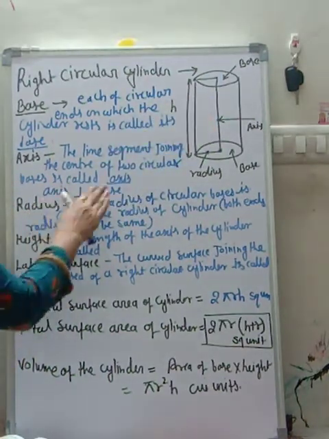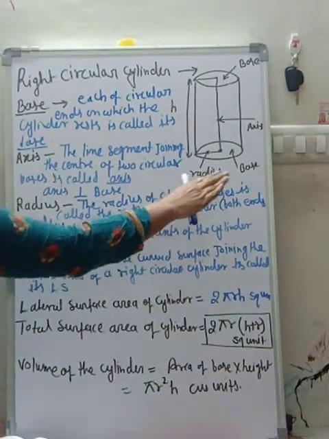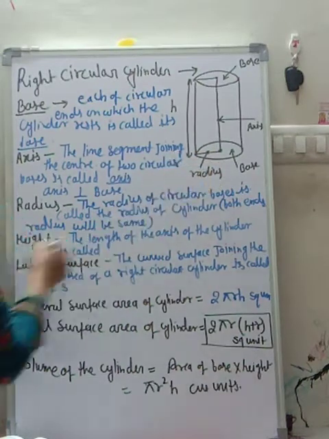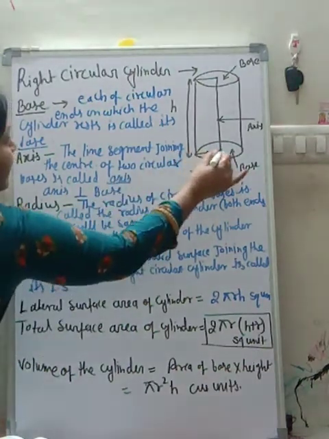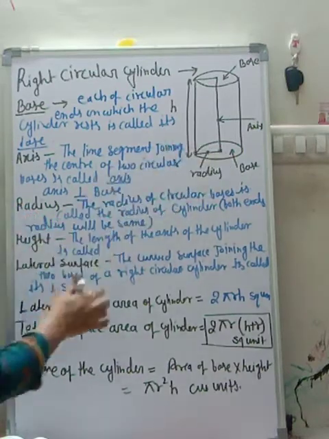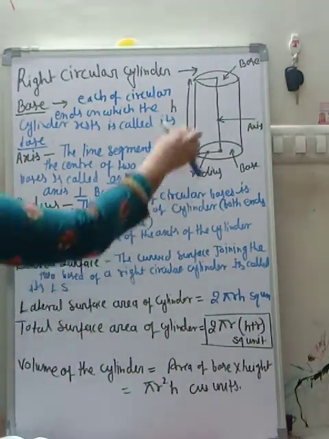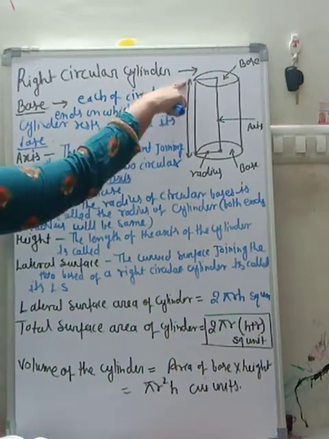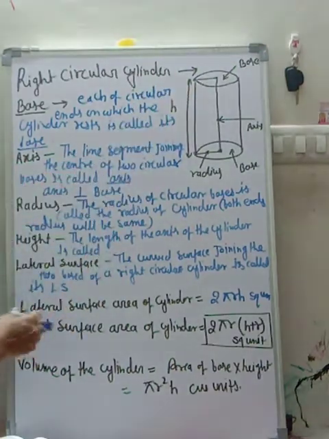Now the third term is the radius. The radius of the circular base is called the radius of the cylinder. This is called the radius, and this radius is always called the radius of the cylinder. Height: the length of the axis of the cylinder is called the height.